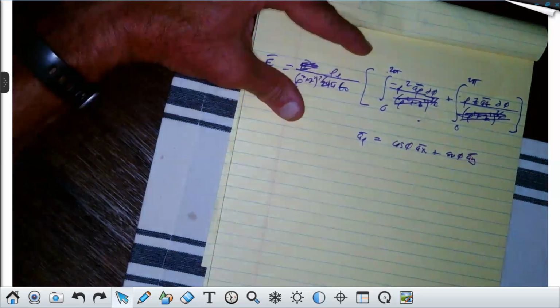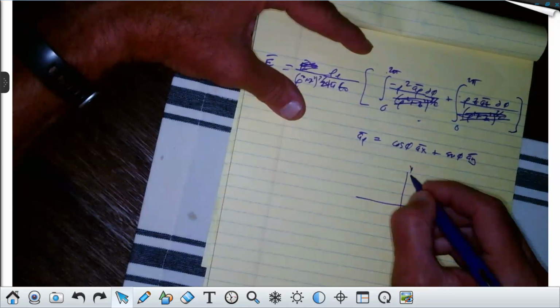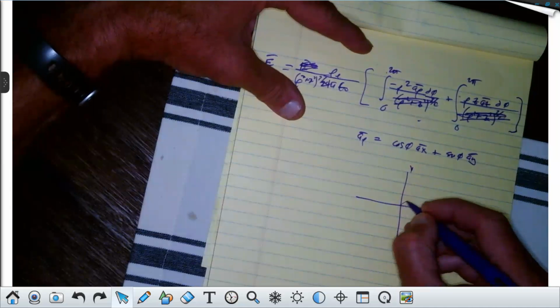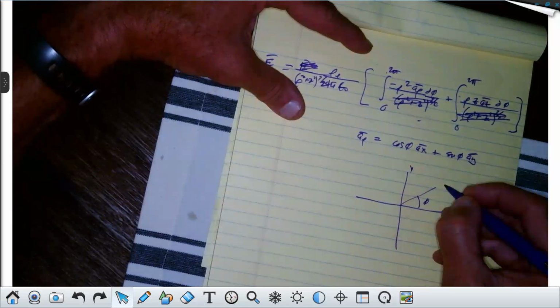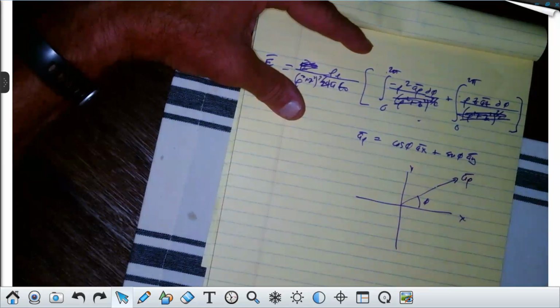Now, I don't want to spend too much time on this, but if this is x and this is y, if I have a unit vector, say this is at some value phi, and I have a unit vector a rho here, right? Follow me? This has a length of 1.